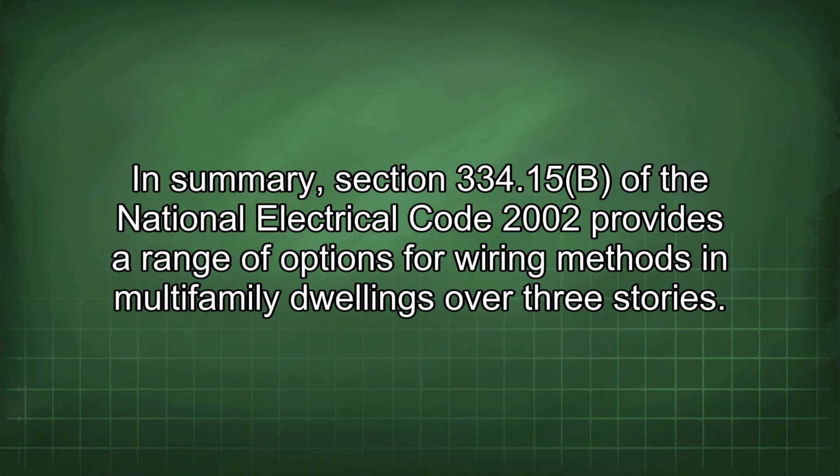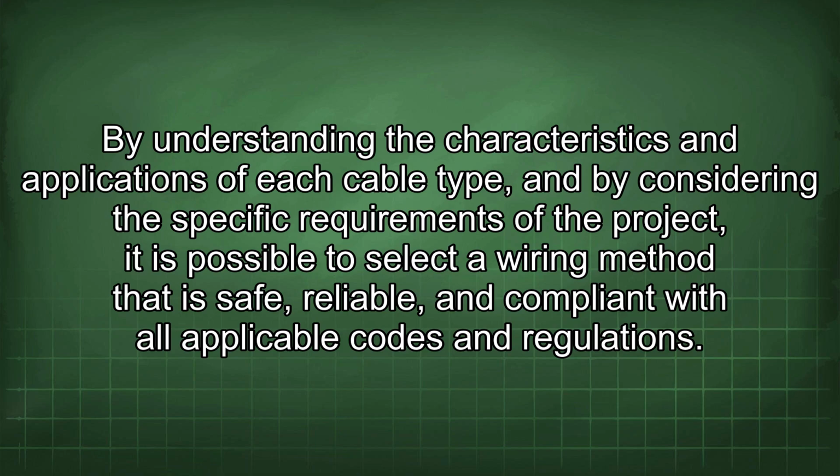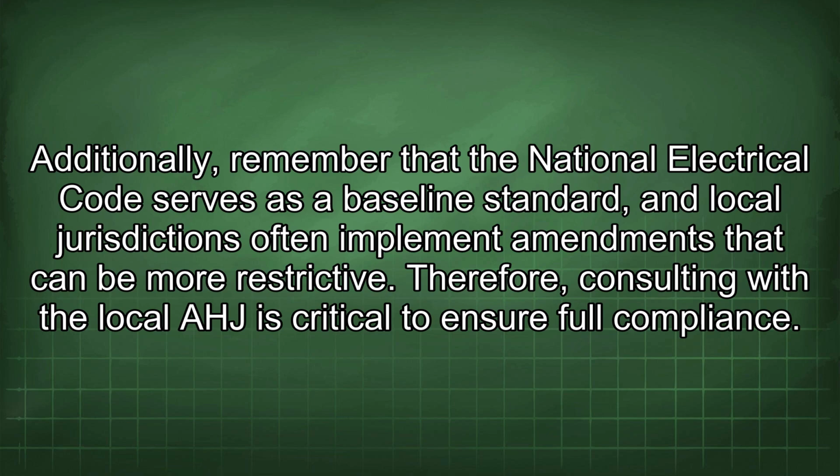In summary, Section 334.15b of the National Electrical Code 2002 provides a range of options for wiring methods in multifamily dwellings over 3 stories. By understanding the characteristics and applications of each cable type, and by considering the specific requirements of the project, it is possible to select a wiring method that is safe, reliable, and compliant with all applicable codes and regulations. Additionally, remember that the National Electrical Code serves as a baseline standard, and local jurisdictions often implement amendments that can be more restrictive. Therefore, consulting with the local AHJ is critical to ensure full compliance.